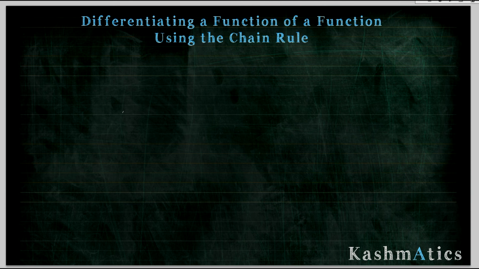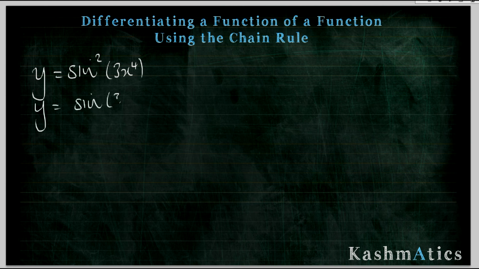Right, now to finish with, we're going to try something a little bit more complicated. So let's say we had something like y equals sine squared 3x to the power 4. I'm just going to rewrite this so we understand what this means. So this means the sine of 3x to the power 4 all squared. We need to be careful about what we're doing here.